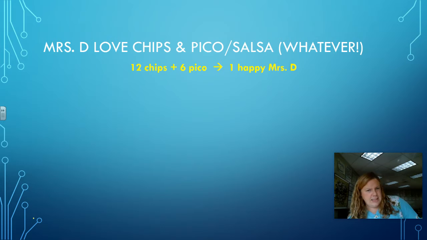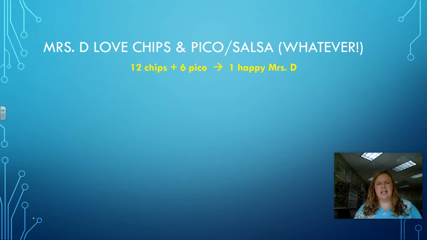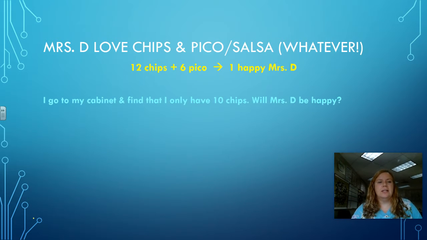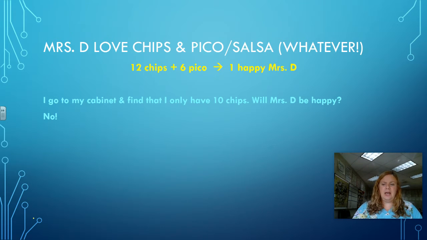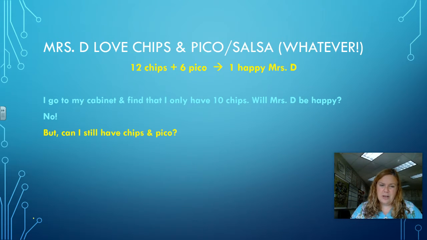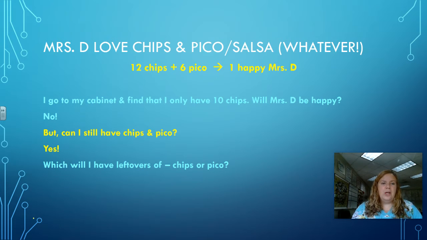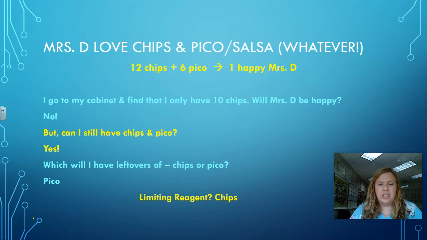So anyway, let's say that 12 chips plus 6, let's say ounces, of pico yields 1 happy Mrs. D. So I go to my cabinet and I find that I only have 10 chips. Will Mrs. D be happy? No, Mrs. D will not be happy. However, can I still have some chips and pico? Yes. Which will I have leftovers of, chips or pico? I will have leftovers of pico because I only have 10 chips, but I have plenty of pico. Therefore, my limiting reagent is chips and my excess reagent is pico.